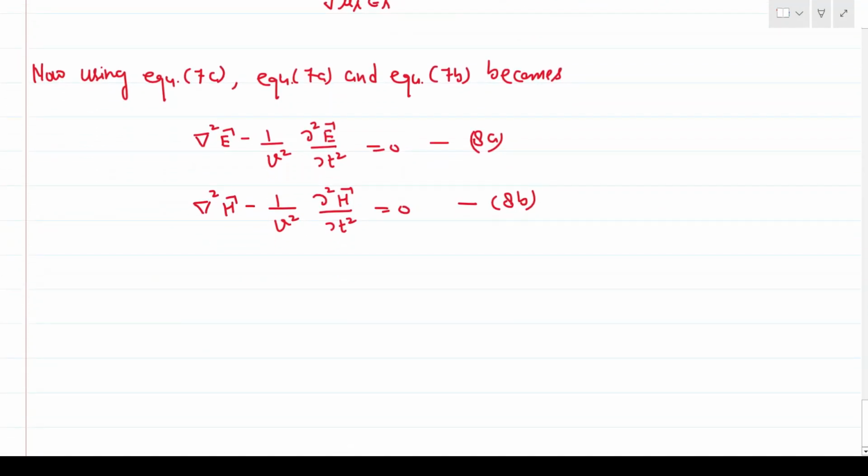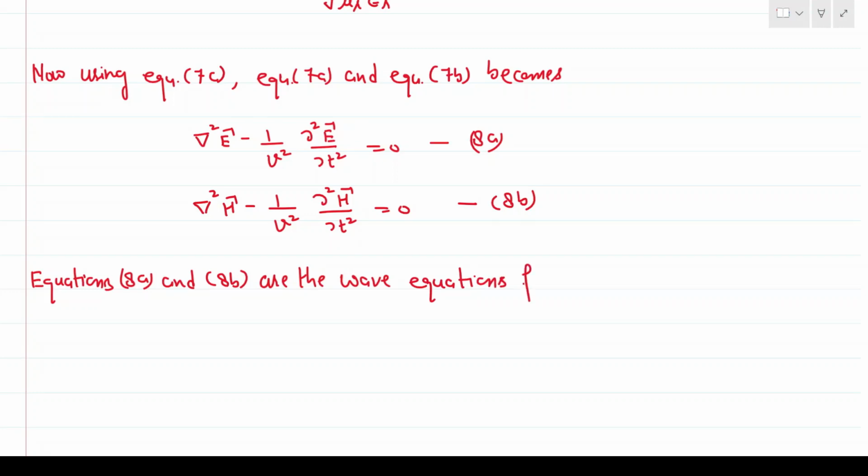And equations 8a and 8b are the wave equations for E and H respectively in isotropic dielectric medium.